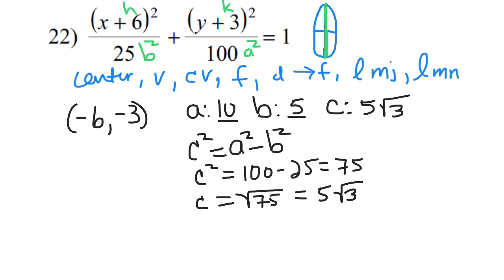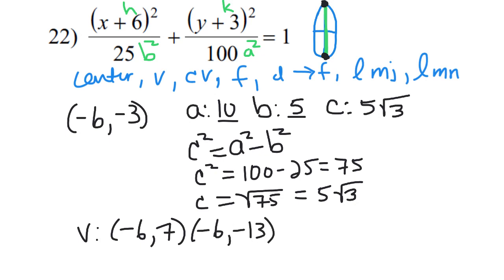So our vertices, we're going to add and subtract, because remember the vertices are at the top and the bottom of this ellipse. So I'm going to be adding and subtracting from the y value of my center. So to get the vertices, I'm going to add and subtract the value of A, which is 10, from my y value. So it's going to be -6, comma. If I add 10 to -3, I get 7. If I subtract 10 from -3, I get -13. So that's where the vertices are located.